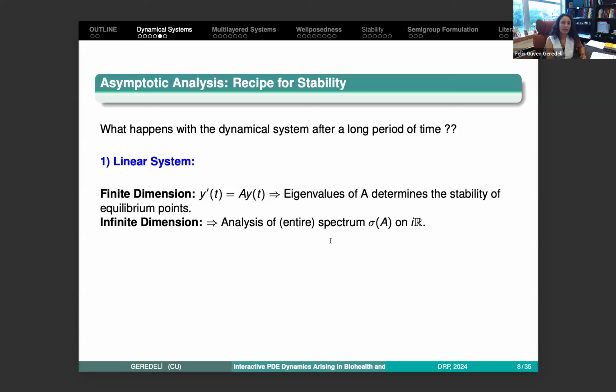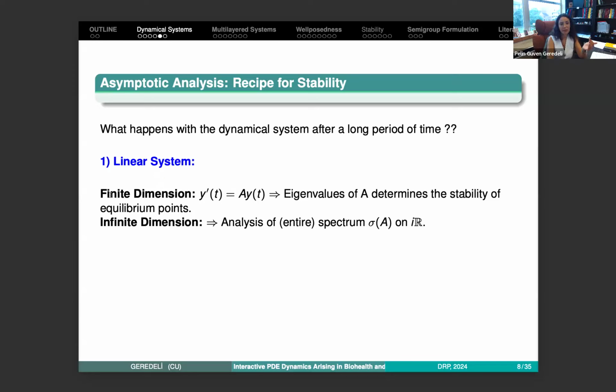Okay, so if you are looking at this stability theory, the question is, what is going to happen with my PDE system after a long period of time? For this, again, we can just separate the things, linear system or non-linear system. If you have a linear PDE, you're lucky, things are easier. But even in the linear case, you have to think about the things in two ways. Are you working in finite dimension, or are you working in infinite dimension?